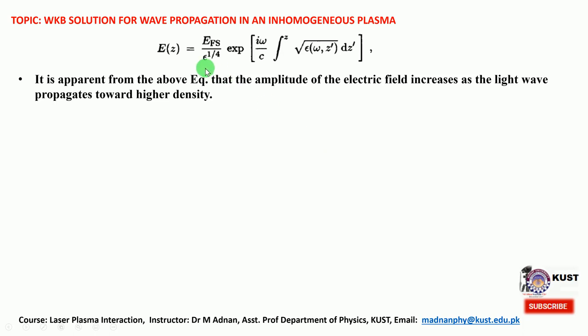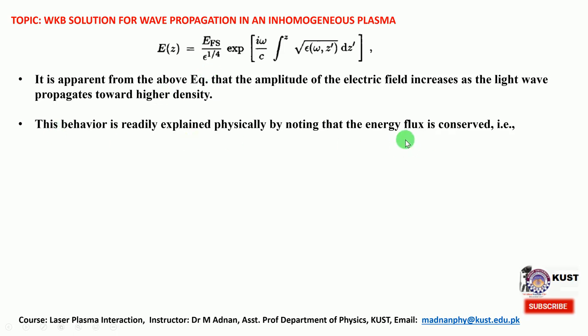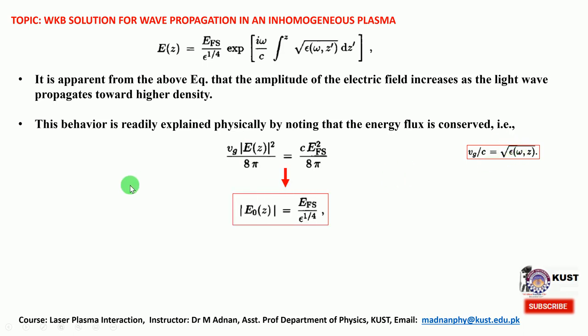Once the density is increasing, that means the plasma frequency is increasing, and that means the plasma dielectric function keeps on decreasing. Once it is decreasing, that means the amplitude part keeps on increasing. One can see this effect through the energy flux conservation, which is given by Vg, the group velocity of the electromagnetic wave inside the plasma, and this is the amplitude part. If we use this Vg over c by definition, one can have that amplitude exclusively increases in order to conserve the overall intensity or energy flux.